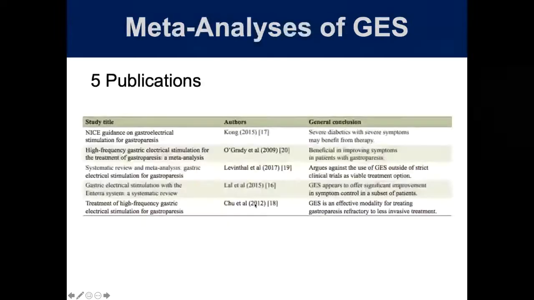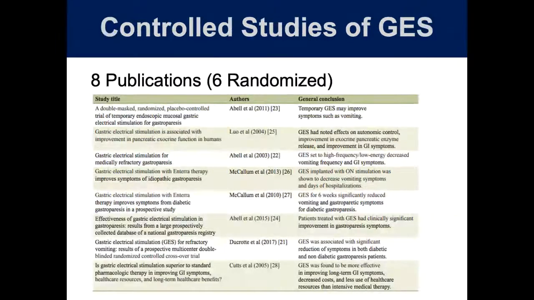I won't go through all of them, but they include NICE from the United Kingdom, from New Zealand. These 3 are from the U.S. And most of these were positive meta-analyses with neuromodulation. And then there are 8 publications, randomized control trials. I'm the first author on 3 of those, but senior author on 3 more. So most of those are from our group.